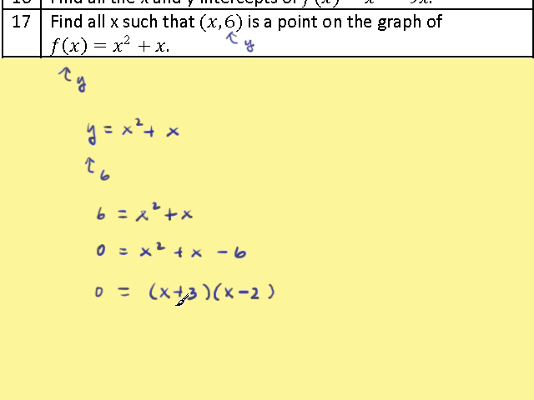All right, and now let's finish solving this. We factored, and we have 0 on one side, so we can set each factor equal to 0. The first factor is 0 when x is equal to minus 3, and the second factor is 0 when x is equal to 2. So these are two x values such that when we substitute in these x values, we get 6.